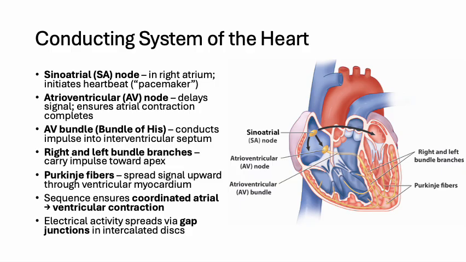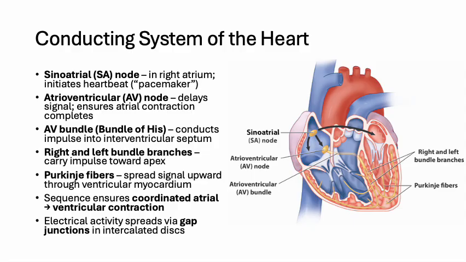Let's finish this section by looking at the conducting system of the heart, the built-in wiring that keeps your heartbeat coordinated and efficient. It all starts at the sinoatrial node, located in the posterior wall of the right atrium, near the opening of the superior vena cava. This small cluster of conducting cells has the highest natural rate of depolarization, which is why we call it the pacemaker of the heart. It initiates the electrical signal that starts each heartbeat.